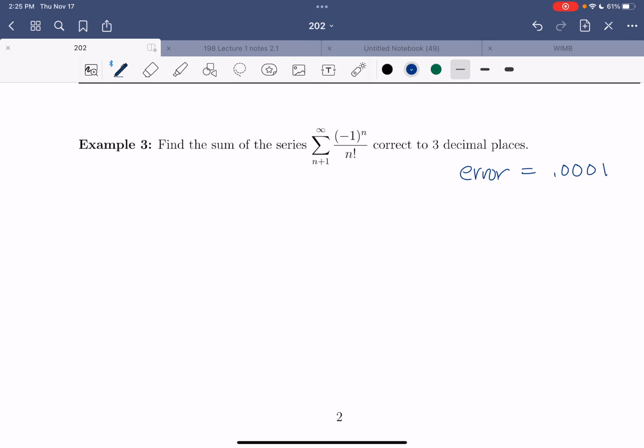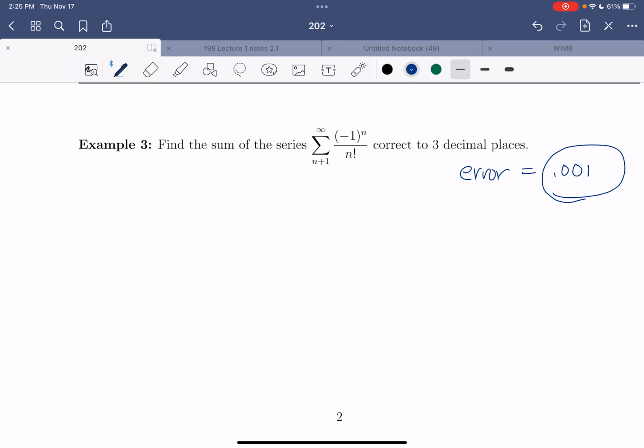Okay, so what I need to do is add up the terms until I get to a term that is smaller than this. Really, if we want 3 decimal places, we want it to be correct up to this. So once I get something with 3 zeros and then a value, then that number is smaller than this, and then I can stop with that value. Okay, so essentially it looks something like this.